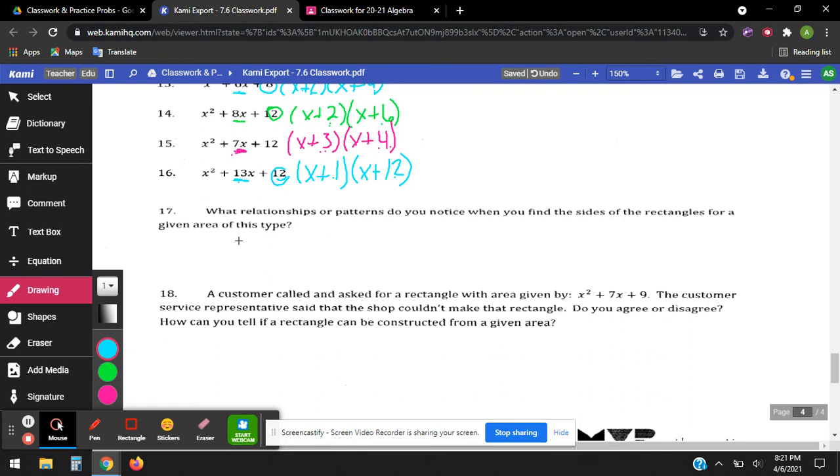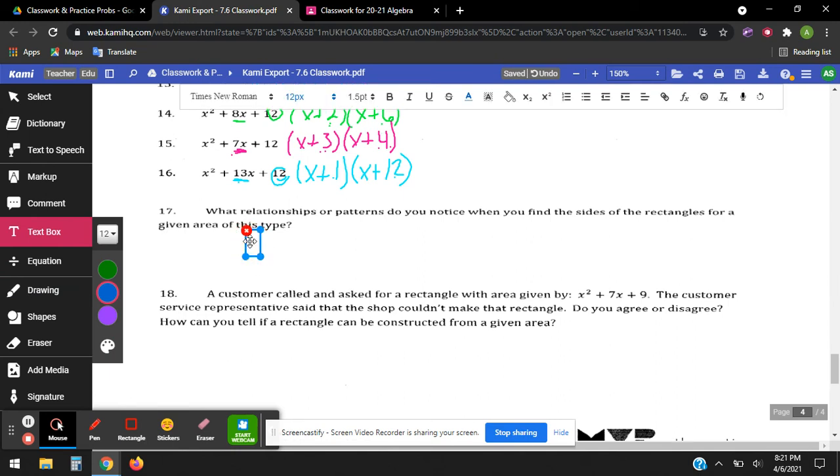So what relationships or patterns do you notice when you find the sides of rectangles for a given area of this type? Well, we find the factors of C and add them together to get B. So it needs to be, if it's in the trinomial form.